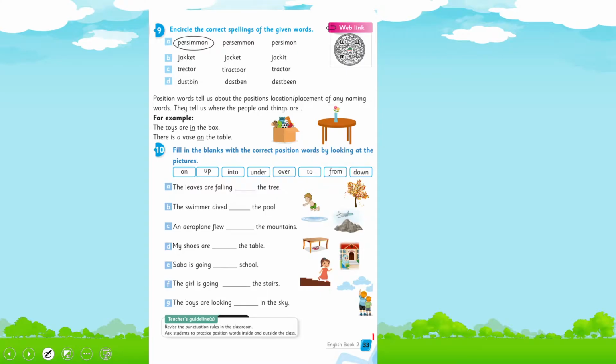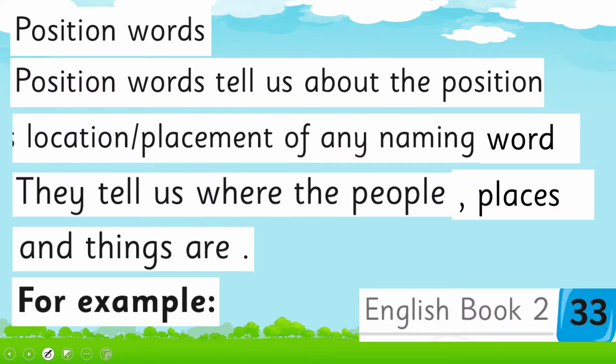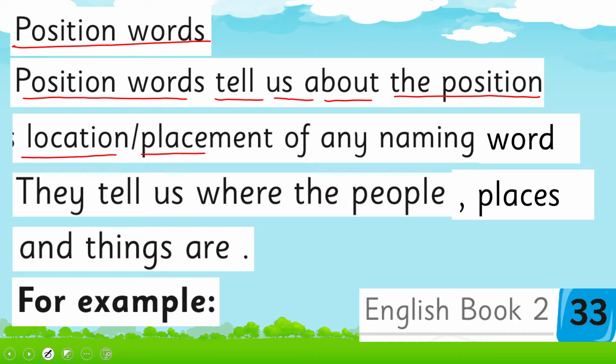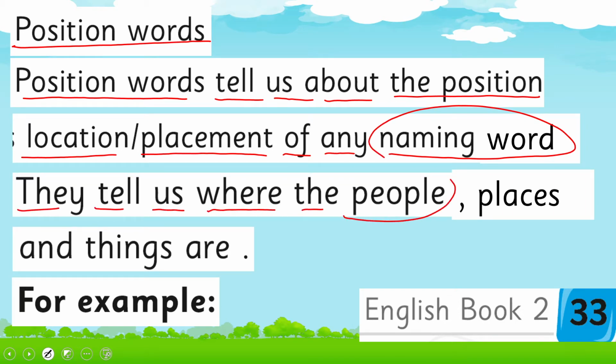Open your book on page number 33. So, it's mentioned here: position words. Position words tell us about the position or location or placement of any naming word. They tell us where the people, places, and things are.